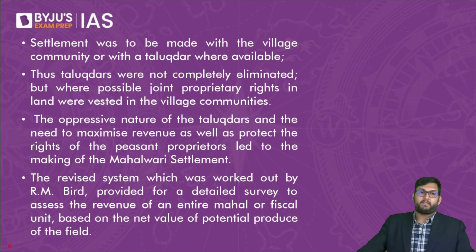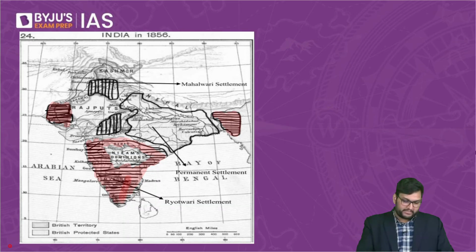Now the last of them, which is called Mahalwari. Now see, Mahalwari was the British being lazy. So the last area which they got in India, more or less, was this sector. And basically the British said, we went to the zamindar, they were not able to pay. We went to the peasant, they were also not able to pay. So now what should we do?